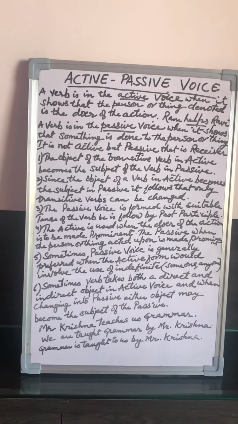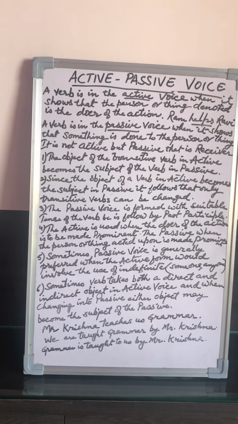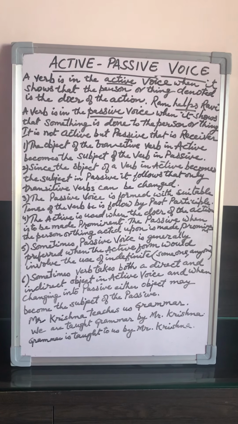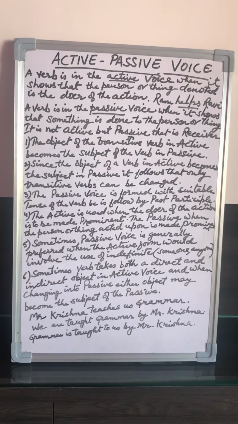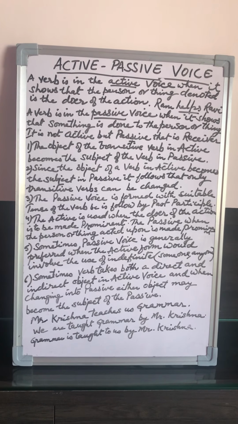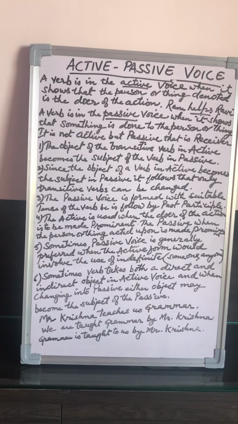In sentence 2, the form of the verb shows that something is done to the person denoted by the subject. As for example, the verb helped is said to be in the passive voice. Hari is helped by Ram.